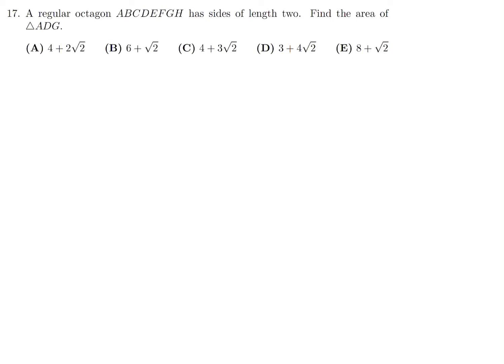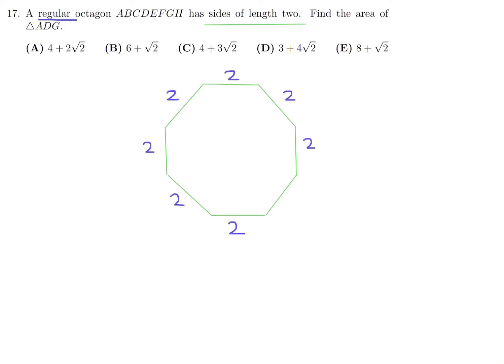The regular octagon ABCDEFGH has side length 2. Find the area of ADG. All right, first we need to draw an octagon. So here is an octagon, 8 sides of course, and they tell you that the sides have length 2, and therefore all the sides are 2. And they tell you that it's a regular octagon. Basically what that means is that all the sides are the same. And then we have to label it, of course, A, B, C, D, E, F, G, and H.